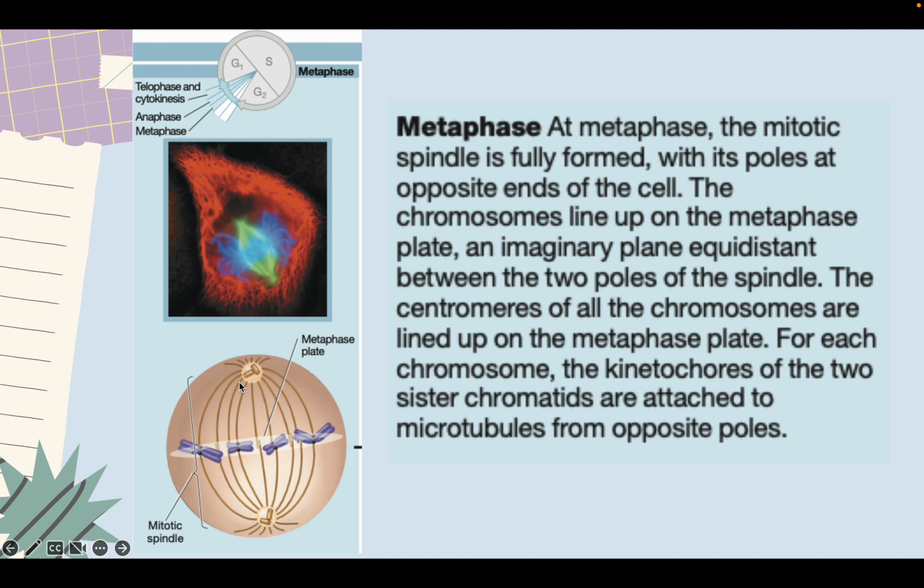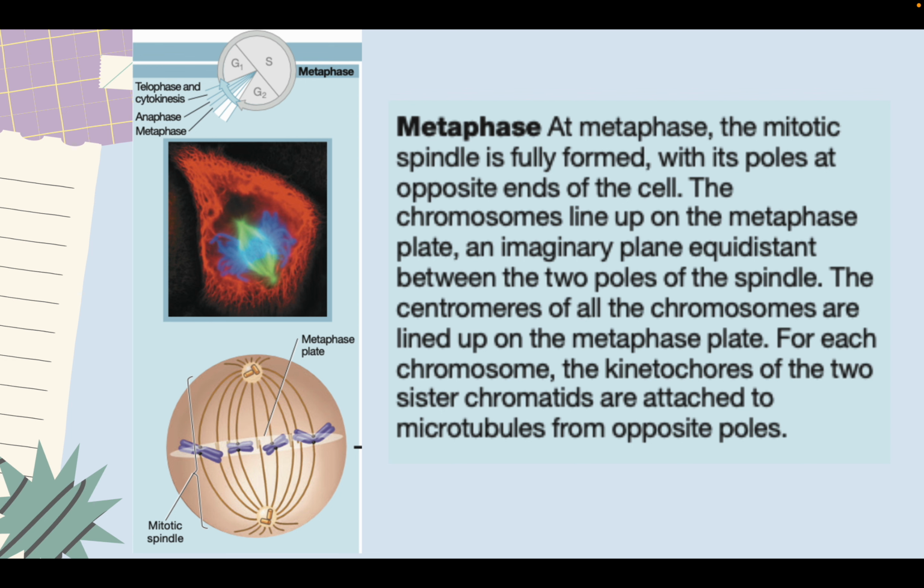Okay, so the chromosomes, which look like pairs of sticks, gather in the middle of the cell on an imaginary line called the metaphase plate. It's like they're lining up in the center. The middle part of each chromosome, called the centromere, is all lined up on the metaphase plate. Each chromosome has its two sticks, the sister chromatids.